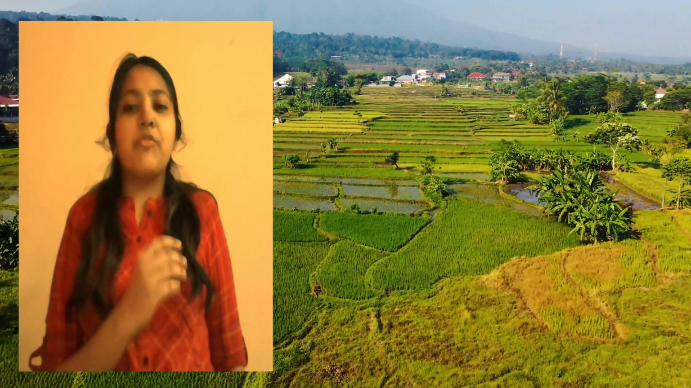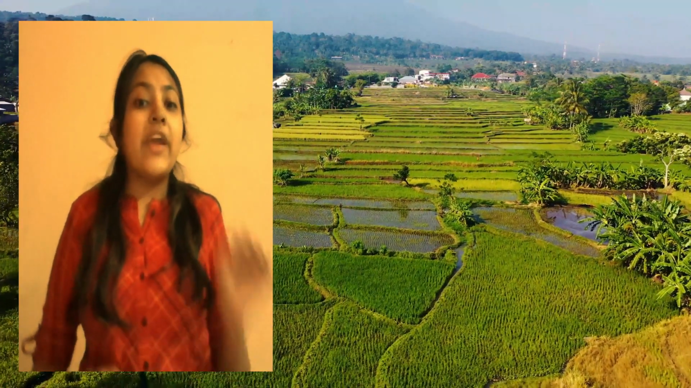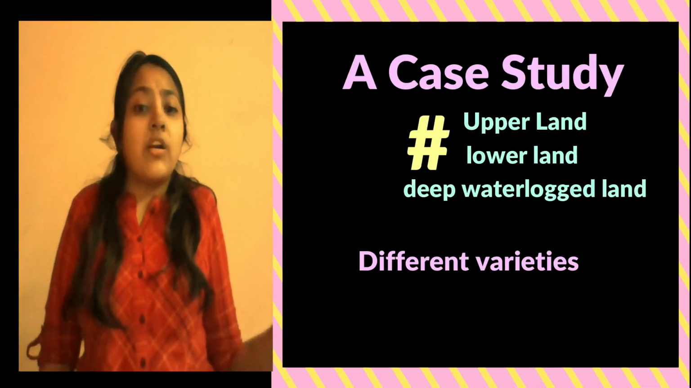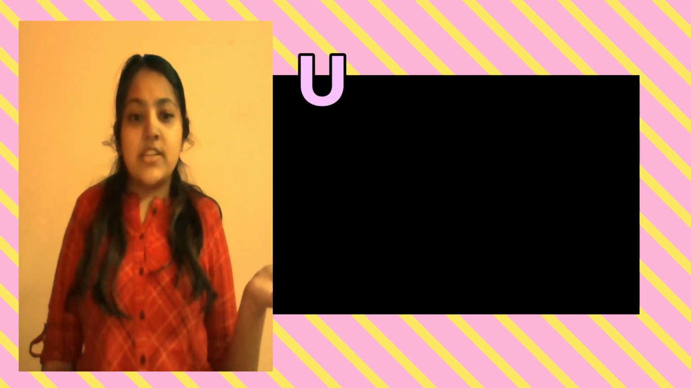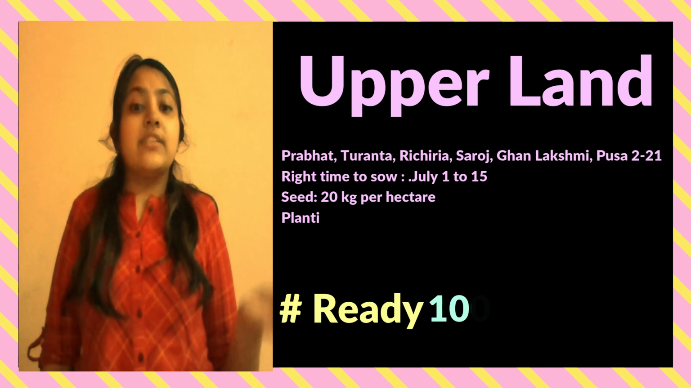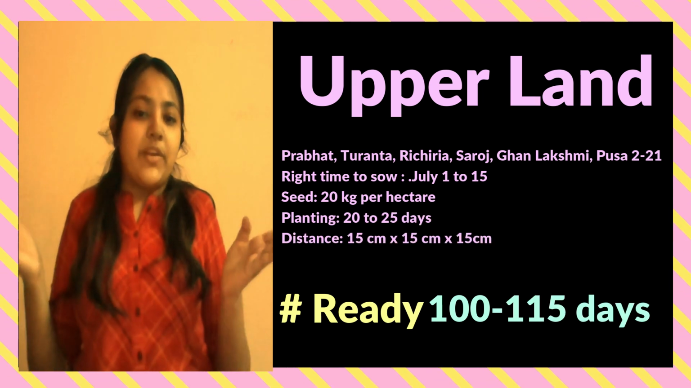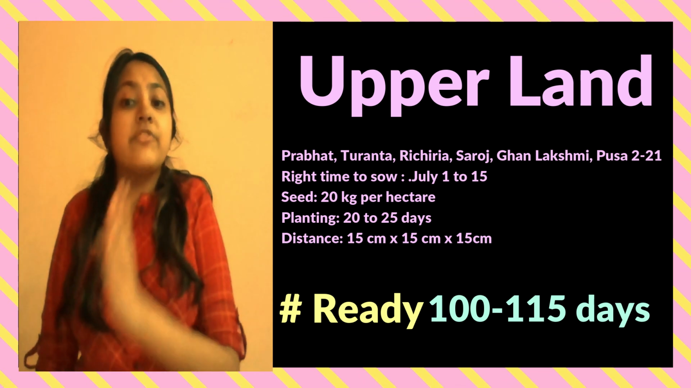The selection of right land is also very important for paddy farming. We have been cultivating paddy in different lands, such as the upper land, lower land, or deep water log land. If we talk about the upper land, then some prominent varieties are Prabhat, Turanta, Richeria, Saroj, Ghan, Lakshmi, Posa 2-21. These varieties are ready in 100 to 115 days.